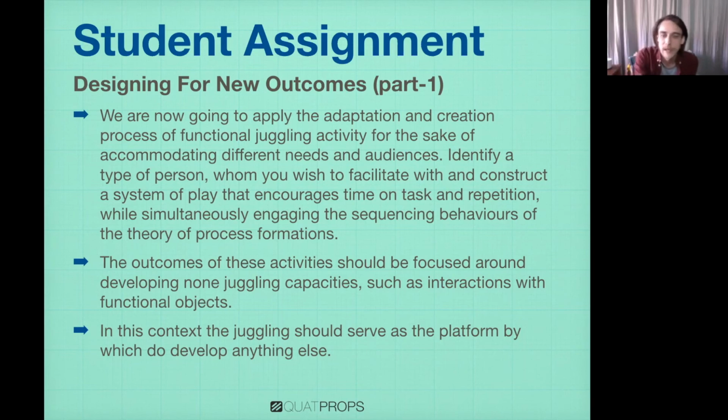The outcomes of these activities should be focused around developing non-juggling capacities, such as interactions with functional objects. You can use dynamic, right? We introduced yesterday the combination. Adding dynamic with static is super good, because you know you're going to get the person to move. If there's an object that has to move in space, then the person's going to create a rhythm with that object. But you don't have to have that part of it. And in this context, the juggling should serve as a platform by which to develop other things. Pretty clear.